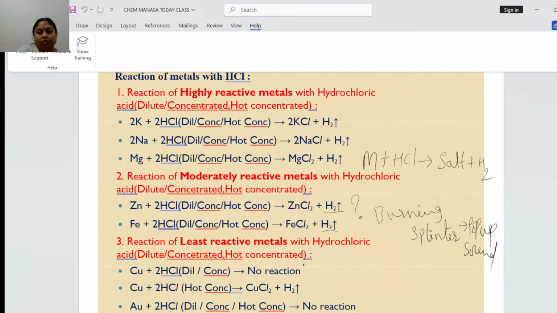But here one exception is copper: in dilute or concentrated condition, no reaction takes place. In hot concentrated condition, copper chloride is formed. Okay, so this is an exception. That's why we have to focus on copper's abnormal properties. Copper only in the hot concentrated condition of hydrochloric acid gives hydrogen gas. Other than that, in all remaining conditions, no reaction. For silver and gold, whatever the condition of the acid, no reaction takes place.